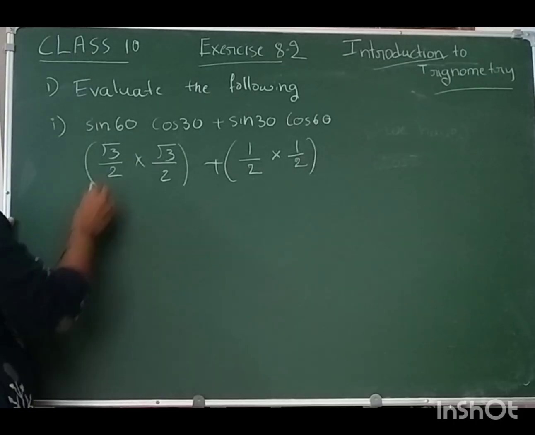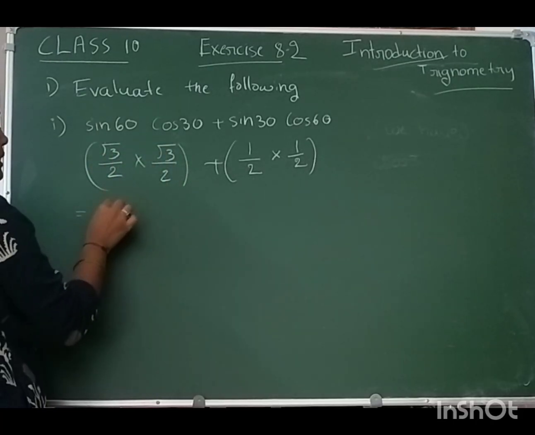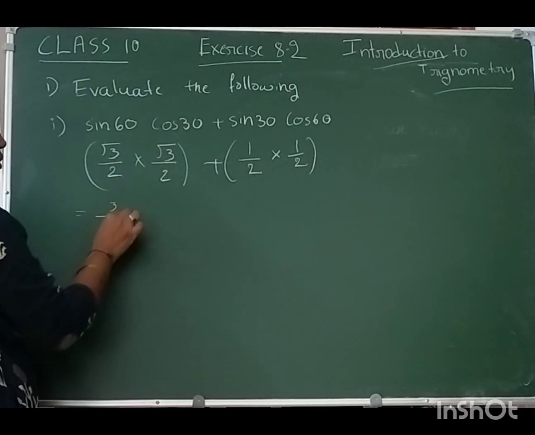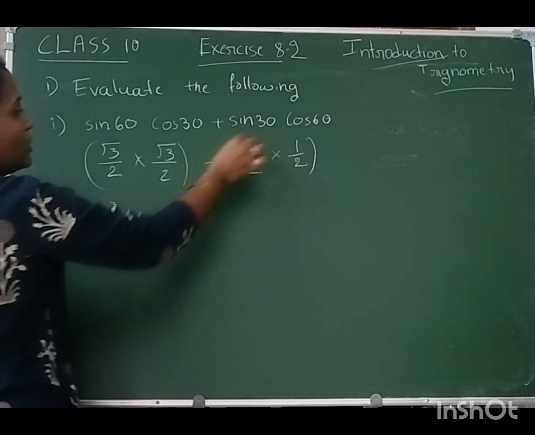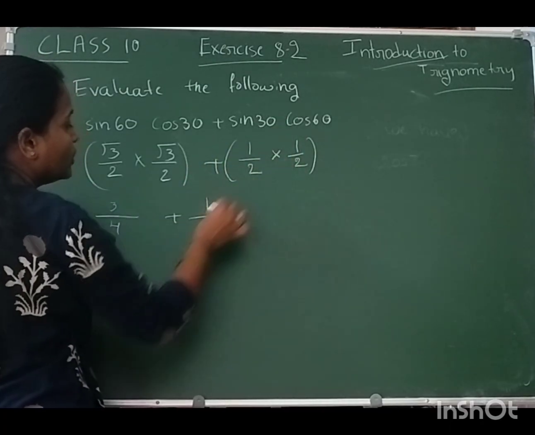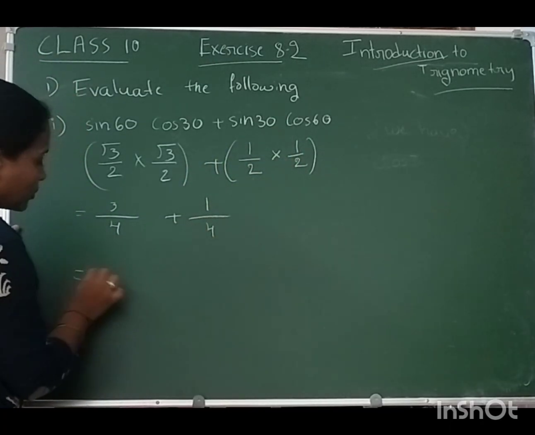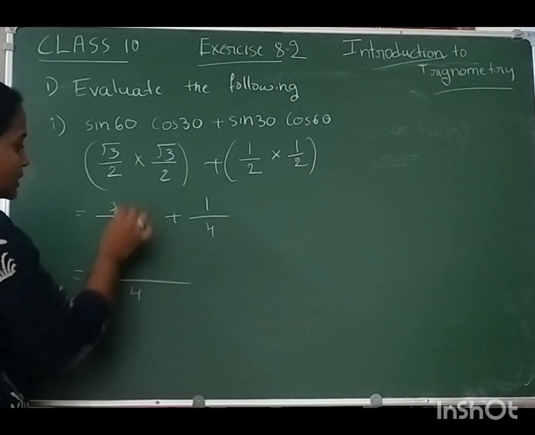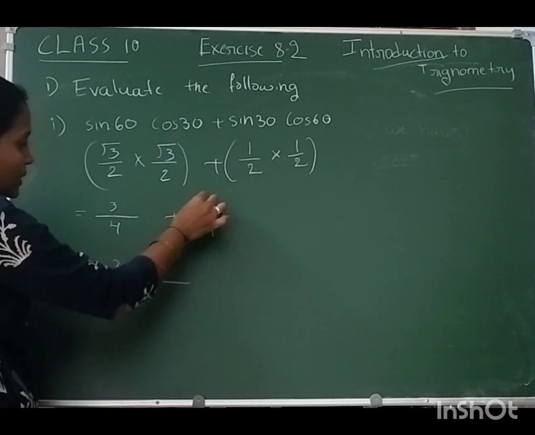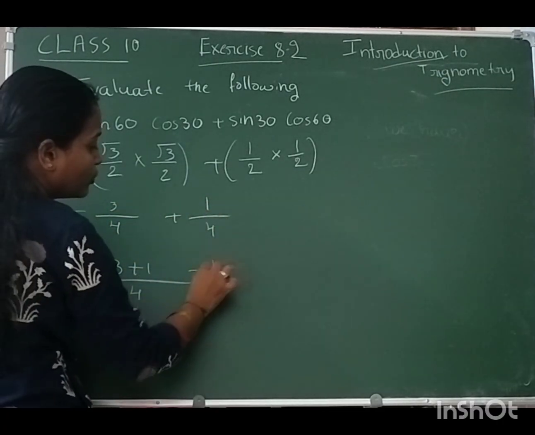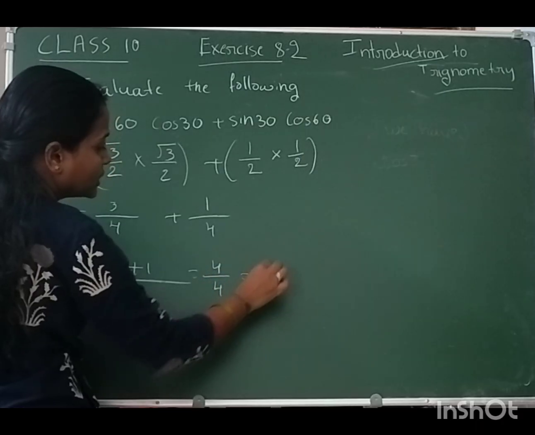So we have to multiply root 3 into root 3, we get 3, and 2 into 2 will become 4. Plus 1 into 1 is 1 and 2 into 2 is 4. So upon taking LCM of 4, it will become 3 plus 1 by 4. So that is nothing but 4 by 4, leading to the answer of 1.